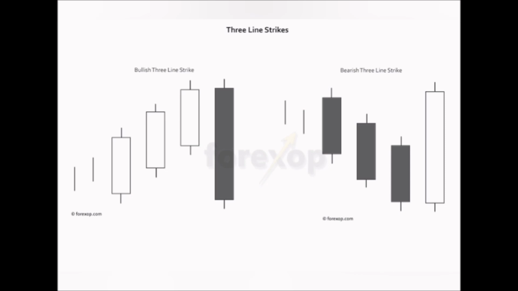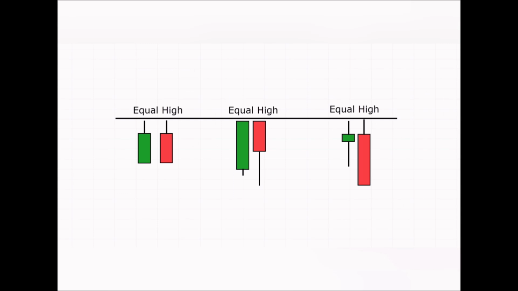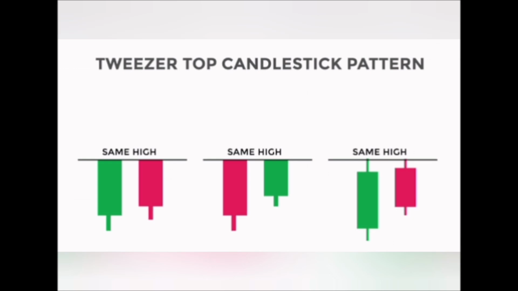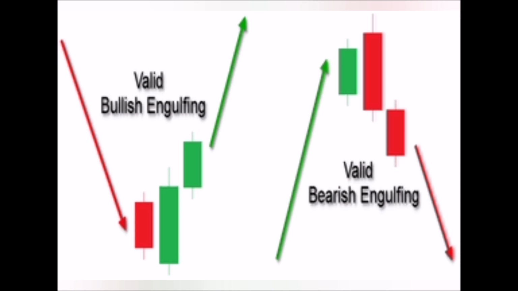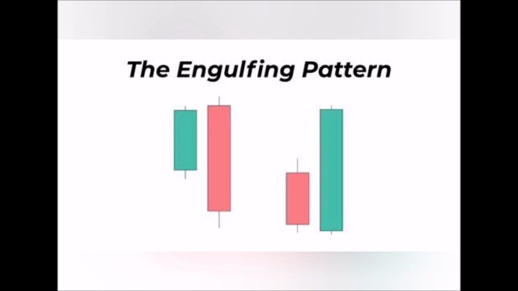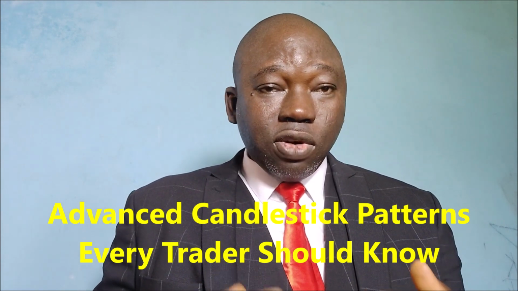In the case of the bullish kicker, it has a long bearish candle, followed immediately by a long bullish candle that opens at or above the previous open. Then we have the bearish kicker. The bearish kicker signals a massive sentiment reversal.